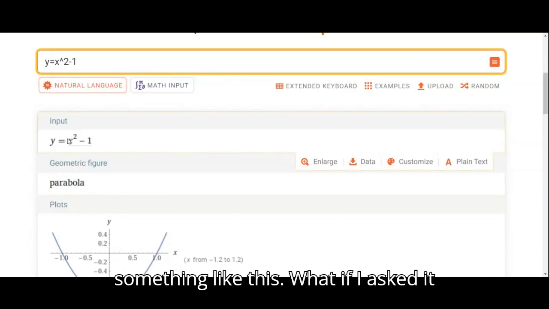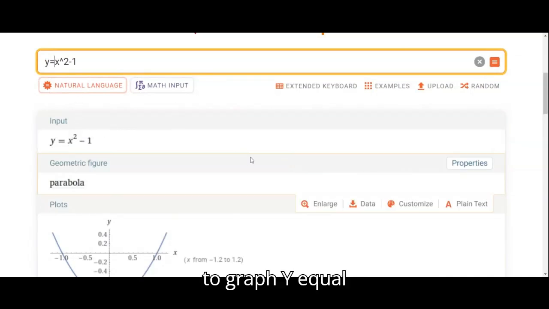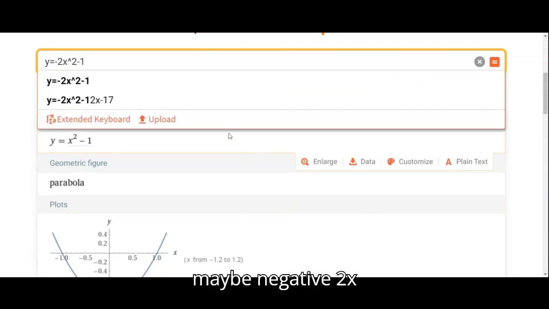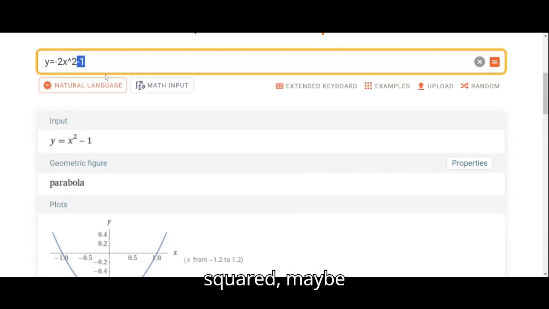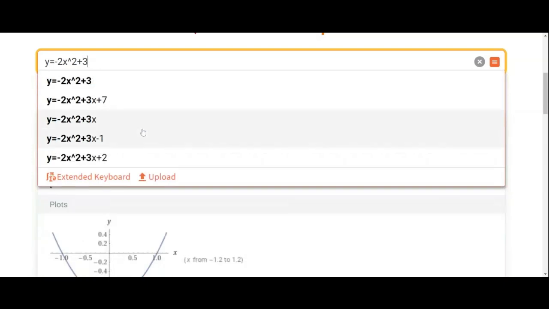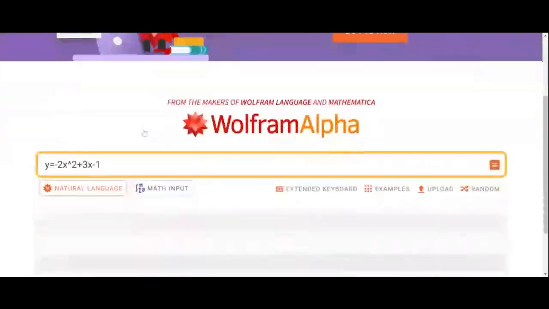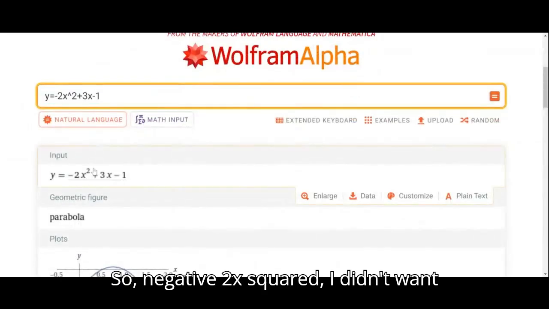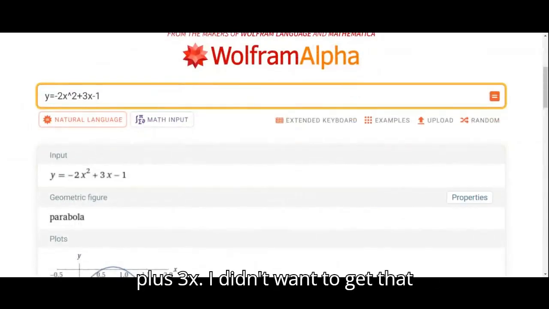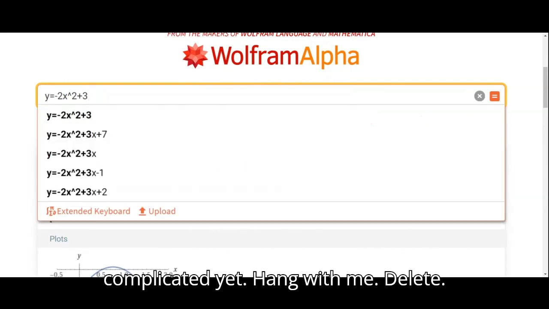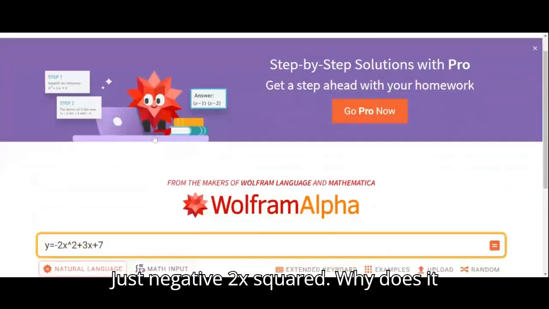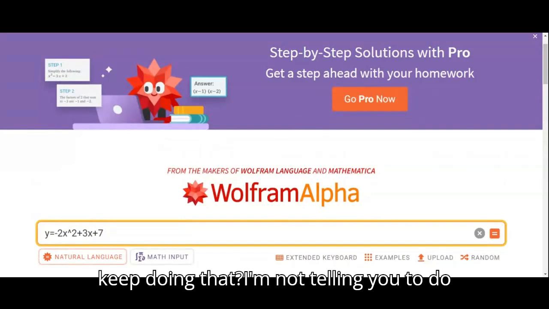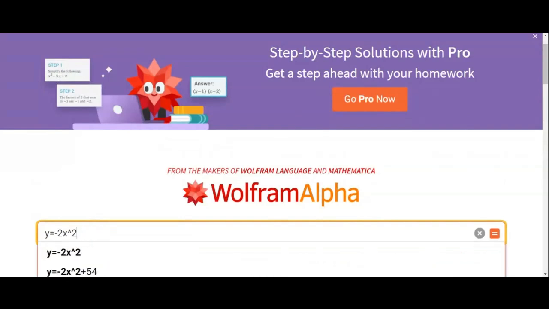And it doesn't matter. Let's say I did something like this. What if I asked it to graph y equal maybe -2 x squared, maybe plus 3. So -2 x squared, I didn't want plus 3x. I didn't want to get that complicated yet. Just -2 x squared. Why does it keep doing that? I'm not telling you to do that. You're clicking out of it while it's on the line. Plus 3.